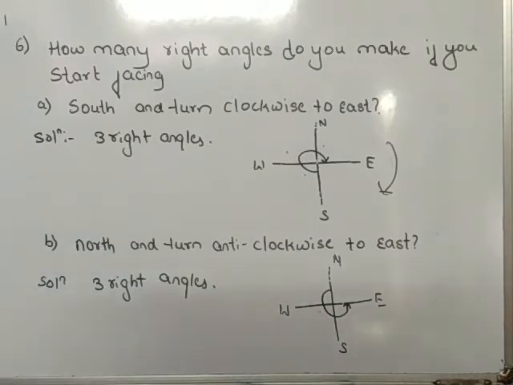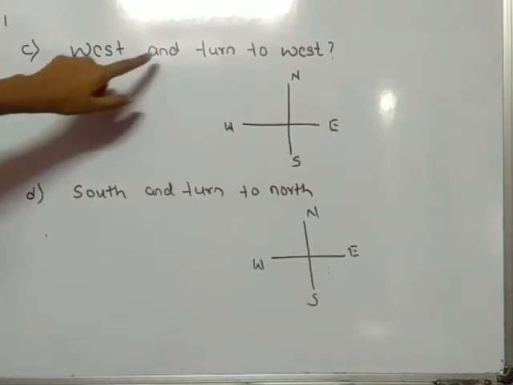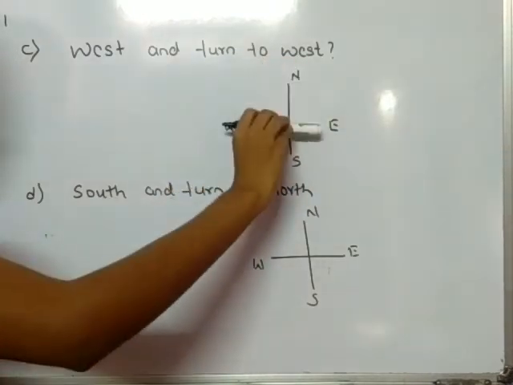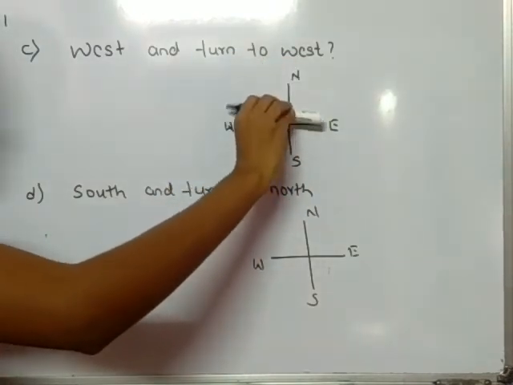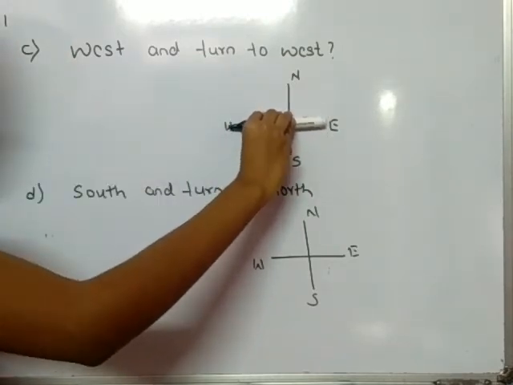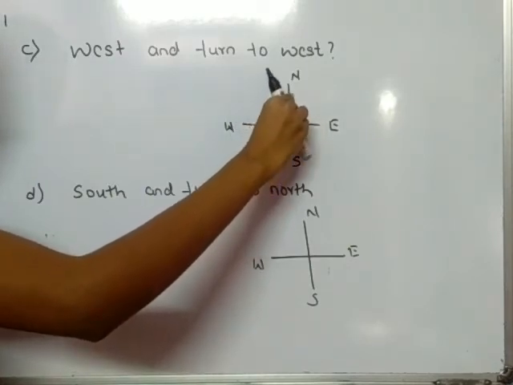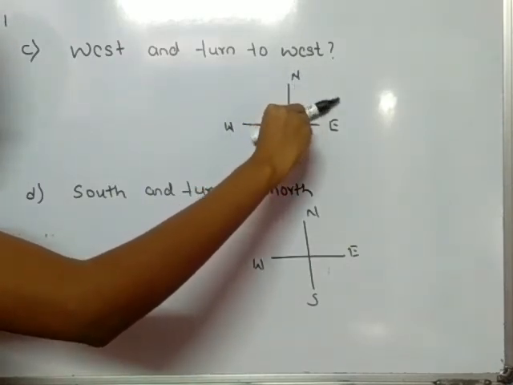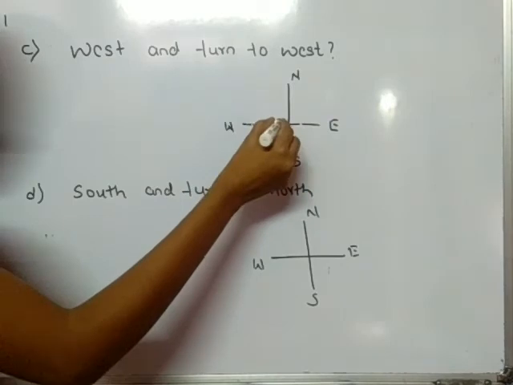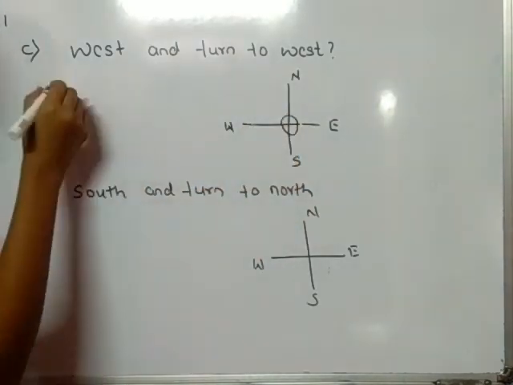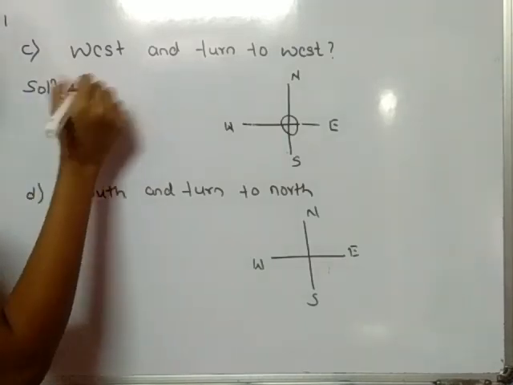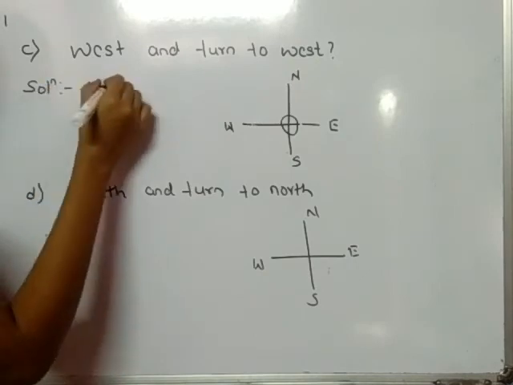Then C1, west and turn to west. First it was facing towards the west, right? And here they have not mentioned any direction, isn't it? So I will move it in a clockwise direction only. First it is facing towards the west, then if it turns in a clockwise direction, again it comes back to the west only, isn't it? So it has covered all these 4 right angles or not? So we'll write here 4 right angles. Solution as 4 right angles.